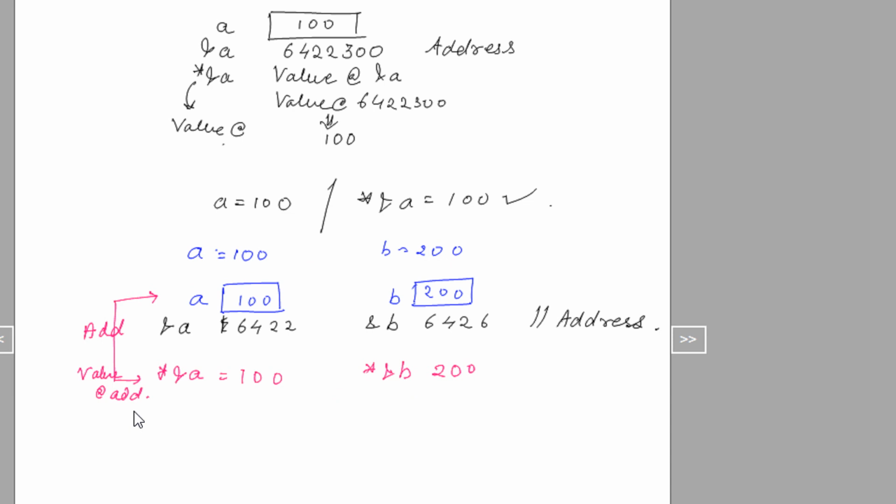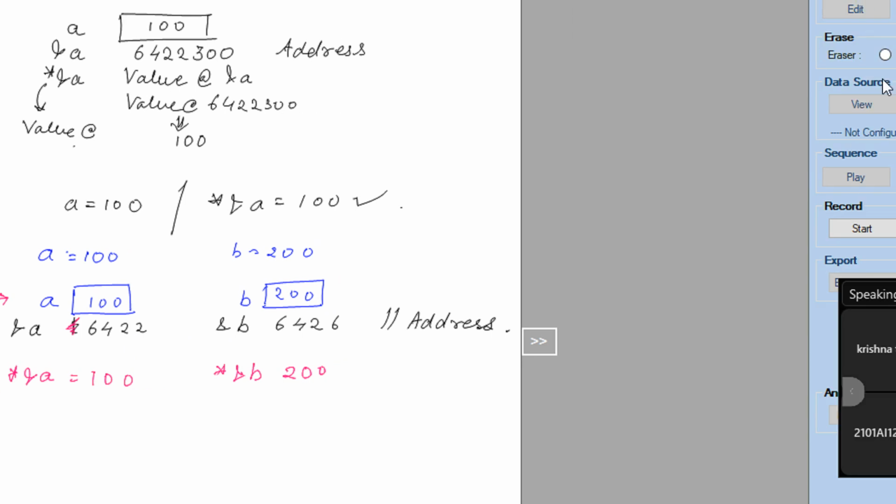Now this is equal. This is good. I think A is 100, *&A is 100, &A is the address. Right. Every system, when you execute your code, will have a different address. Let me just erase this.